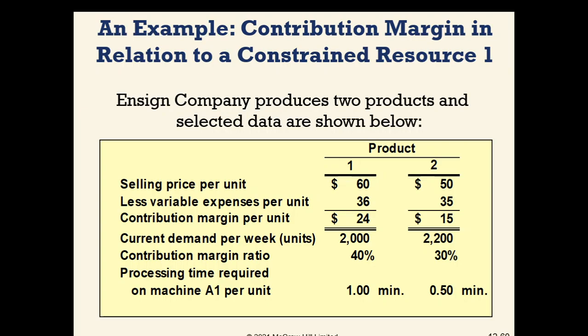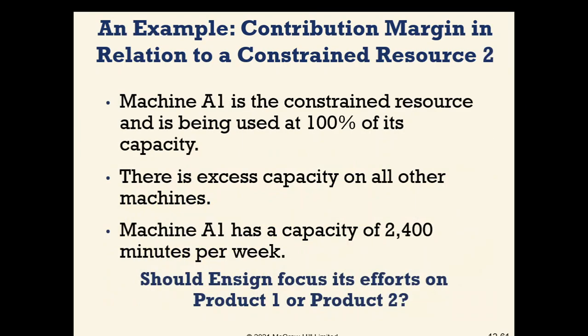The processing time required on machine A1 per unit is 1 minute for product 1 and half a minute for product 2. So machine A1 is the constrained resource. It is being used at 100% of its capacity. There is excess capacity on all other machines. Machine A1 has a capacity of 2,400 minutes per week. So should we focus our efforts on product 1 or product 2?